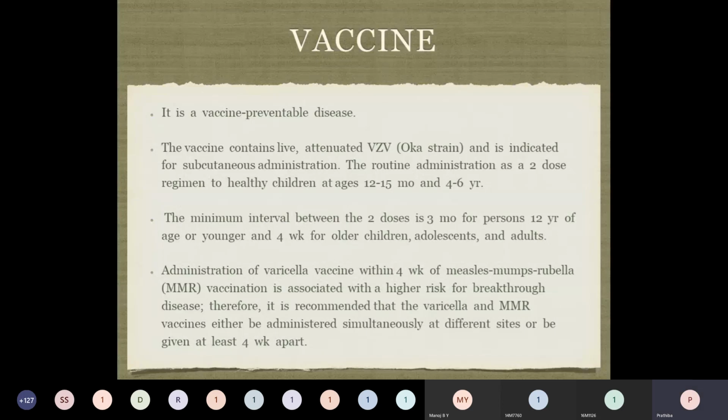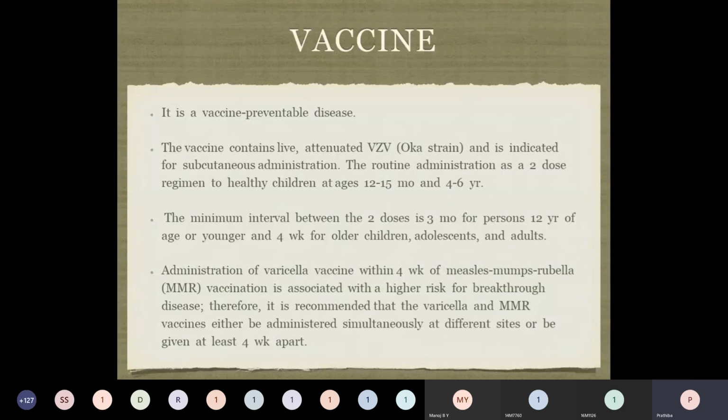So again, varicella is a vaccine-preventable disease. It contains the live attenuated Oka strain. It's a subcutaneous administration. The route of administration is a two-dose regimen, which is mainly seen in healthy children at the age of 12 to 15 months and also at 4 to 6 years. The minimal interval between the two doses is 3 months apart for children 12 years of age or younger, and 4 weeks for older children, adolescents and also adults.